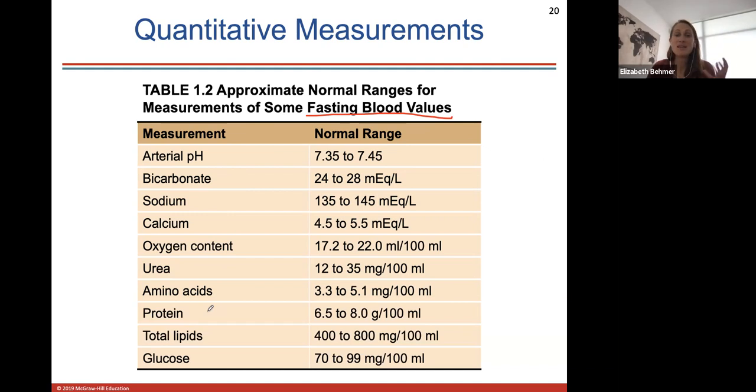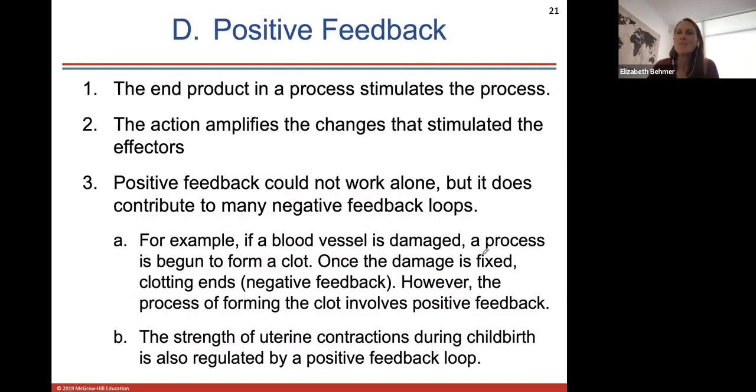And again, if anything is out of normal range, your body will compensate for that, or that will be indicative to medical health professionals that there could be a disease or disorder that your body is fighting. Positive feedback is where the end product in a process will stimulate the process in the same direction, so the action will amplify the change that stimulates the effectors. Positive feedback could never work alone, but it does contribute to many negative feedback loops. For example, if you get cut and a blood vessel is damaged and you're bleeding, a process has begun to form a clot.